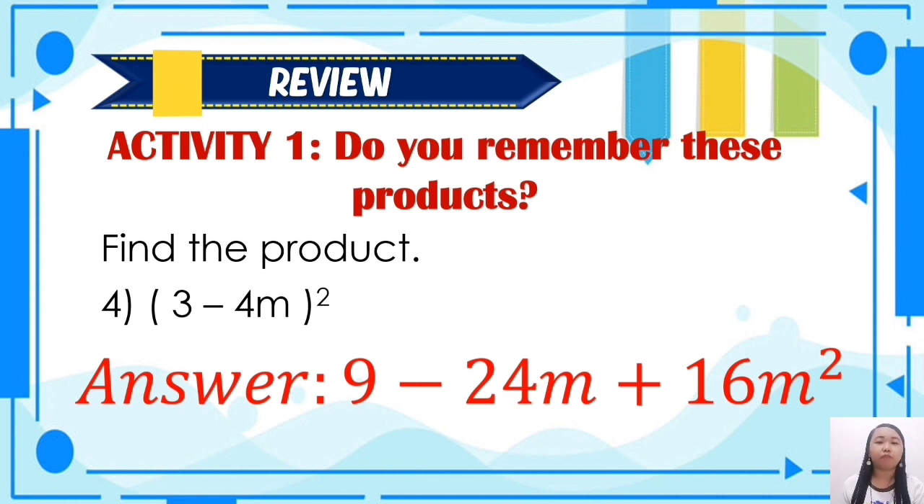Expanding a square of binomial. Just square the first term. So 3 times 3 will give us 9. Multiply the two terms, 3 and negative 4m. The result is negative 12m. And then, double the result. So, the answer is negative 24m. And square the last term. So, negative 4m, the square of this is positive 16m squared.